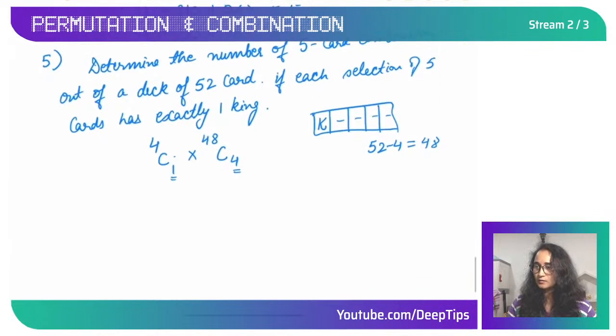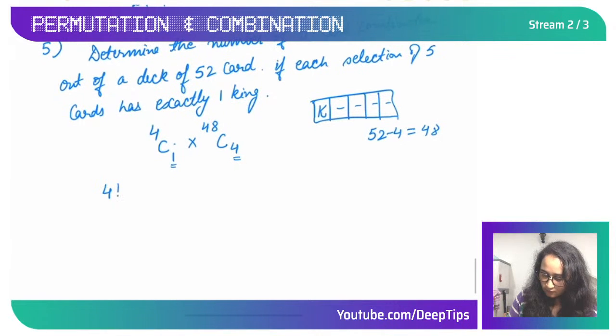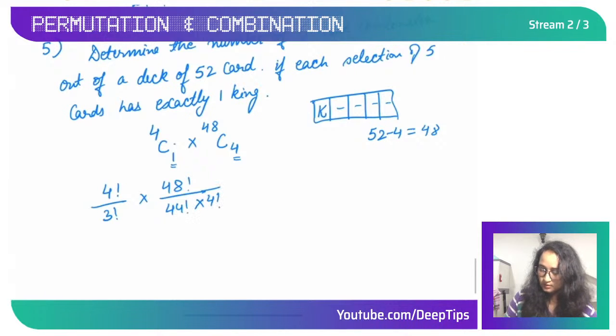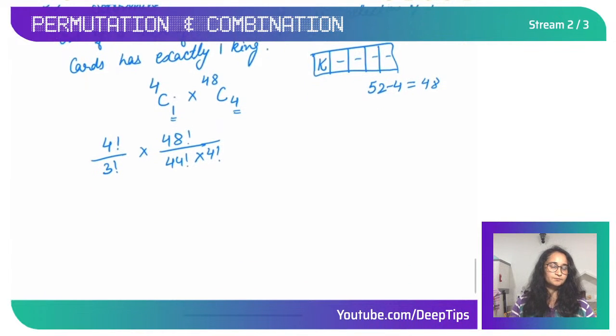Okay, so this calculation we can do. 4 factorial upon 3 factorial into 48 factorial upon 44 factorial into 4 factorial. So this you can calculate, right? If you calculate this further, you get a big answer, and in your exams you are allowed calculators. I know in board exams and in 11th, 12th especially, so you can calculate it. But if you are in a competitive exam, then you need to be very quick with your multiplication, right?